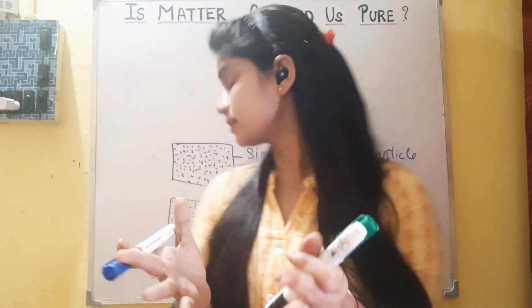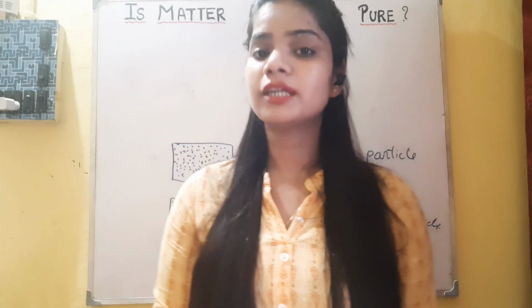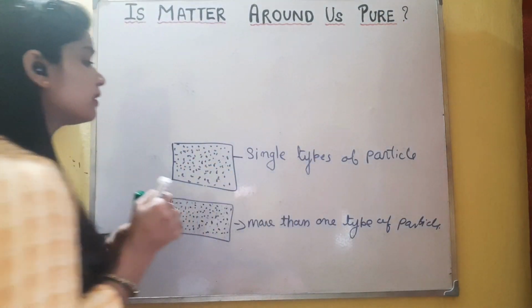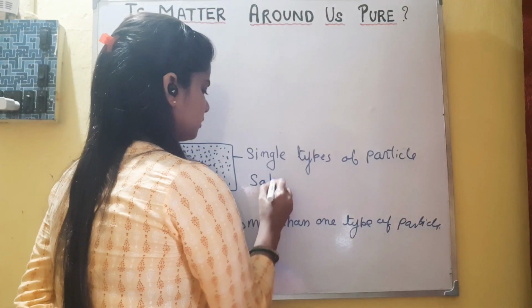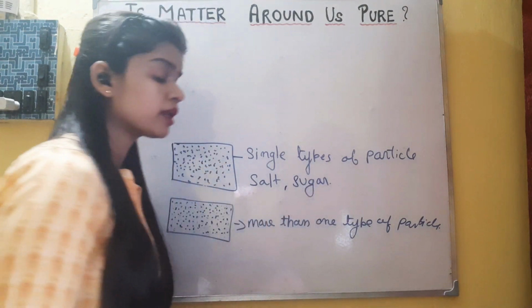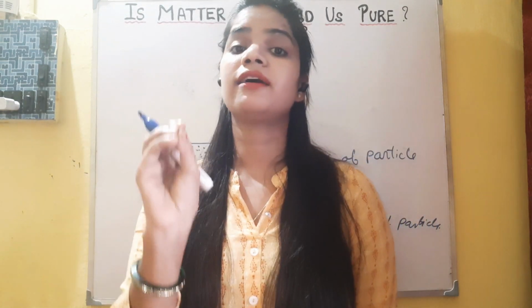So hope you will understand that adulteration is not the only reason for the impurity of any substance, but the chemical property of the substance indicates whether that particular substance is pure or not. For example, salt, sugar. The particles of salt and sugar have the same chemical property. That's why they are pure.